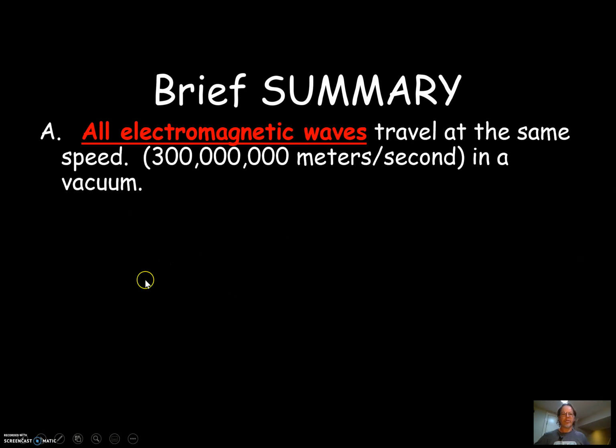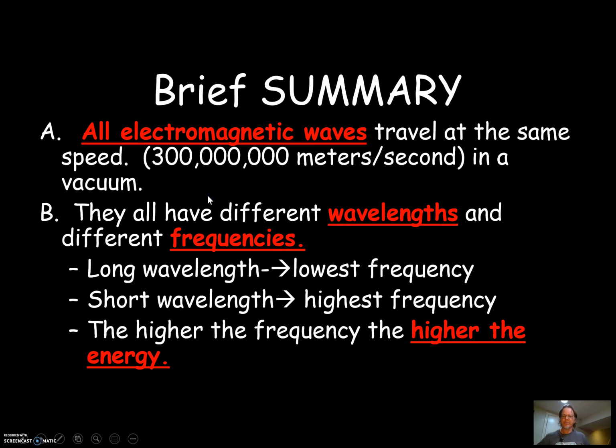So here's your brief summary. They all travel the same speed because they are all the same thing. Just like your bass, your low notes travel the same speed as the high notes, and with mechanical waves, those are all sound vibrating the same air, as long as you're not changing the medium. This is how fast the light travels. It travels slower through water. It'll slow it down some, but through the air and through space, to 3 sig figs, it's 3 times 10 to the 8th.